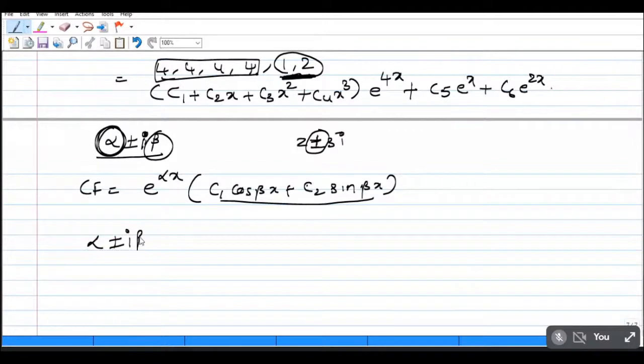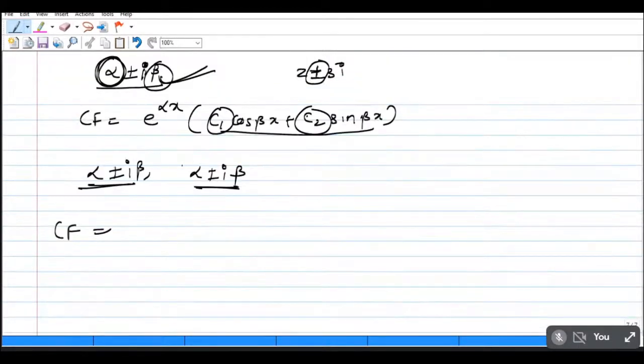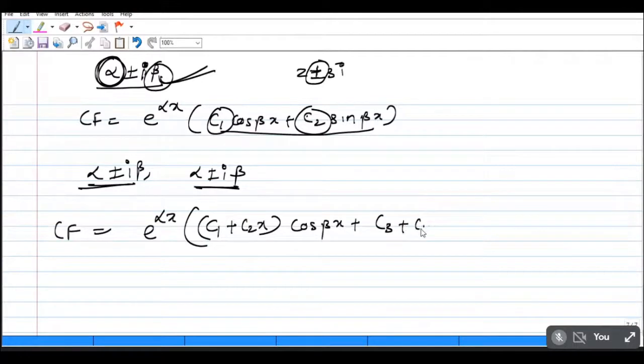Suppose alpha plus or minus i beta is repeated 2 times, then these are 4 roots, right? We will get 4 constants. These 2 roots give 2 constants, C1, C2. These are 4 roots, alpha plus or minus i beta, alpha plus or minus i beta. For repetition, the corresponding part of the complementary function is e power alpha x into C1 plus C2x into cos beta x plus C3 plus C4x into sin beta x.